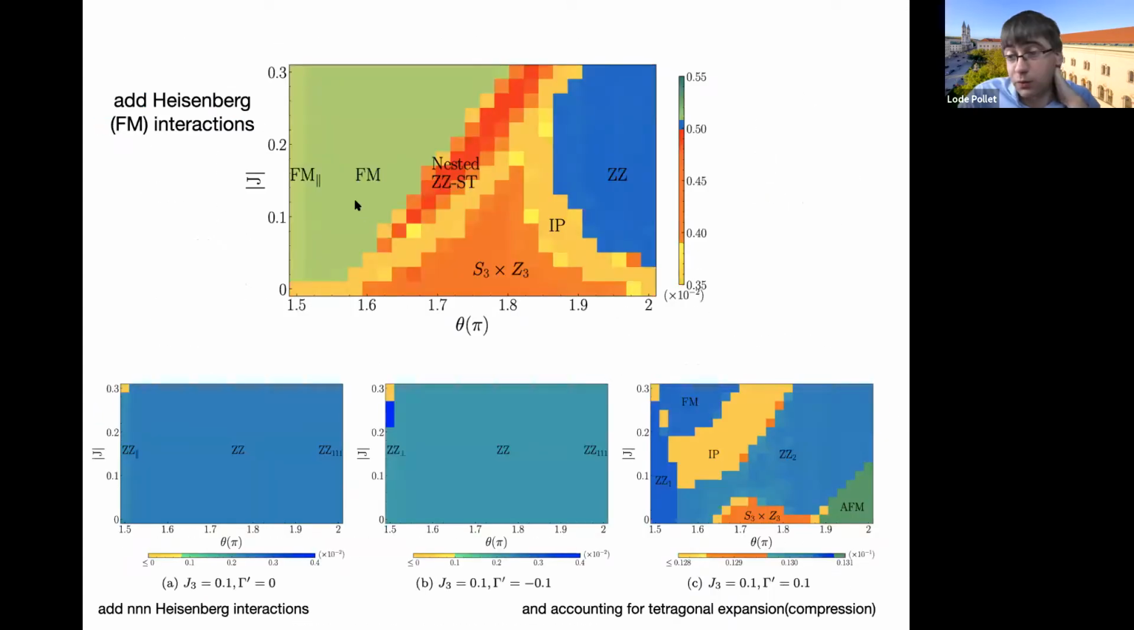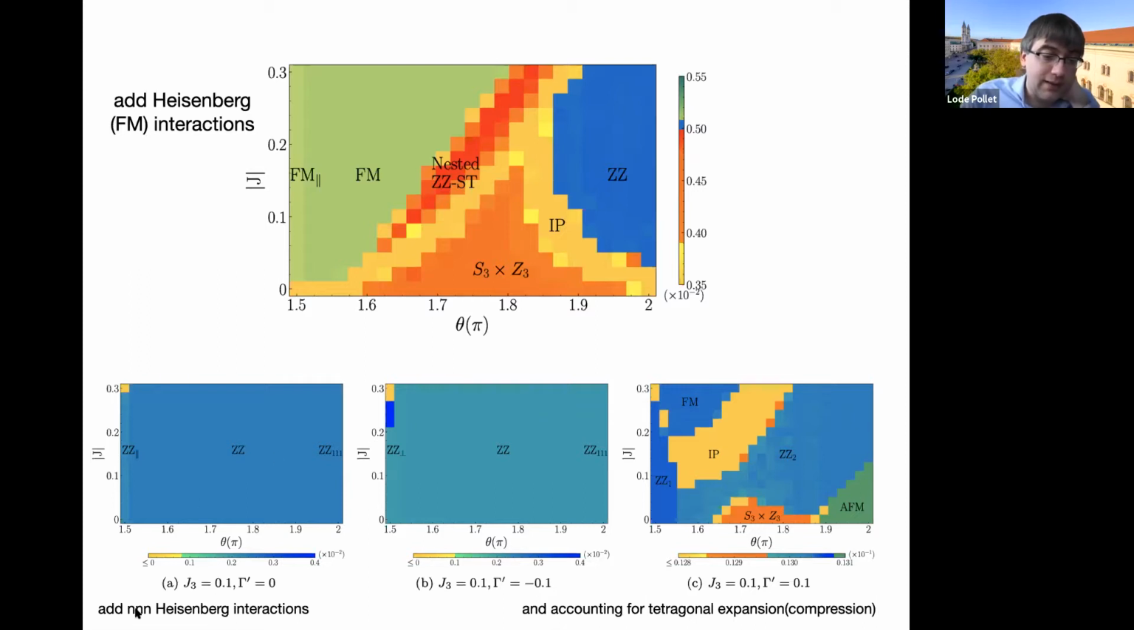And then, yeah, we continued working along this. So we added more interactions because the Hamiltonians of these compounds are essentially totally unknown. So we add Heisenberg ferromagnetic interactions, and then we see that this S3 cross Z3 can actually be stabilized to some extent. You find zigzag phases, which is believed to be the ground state in zero field of alpha ruthenium chloride. But you can also get something new, which is a zigzag stripy phase nested here, which is also new, was not seen by anyone else.